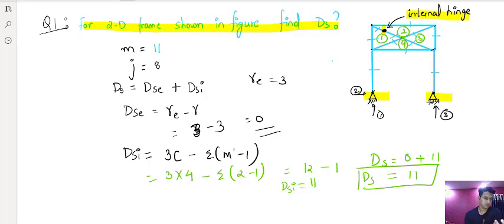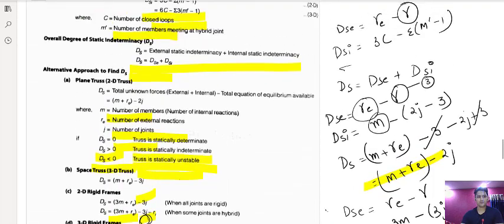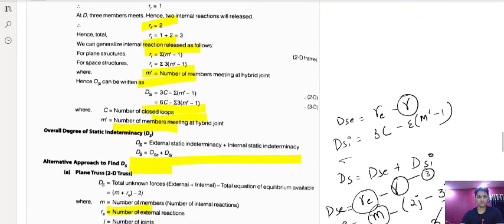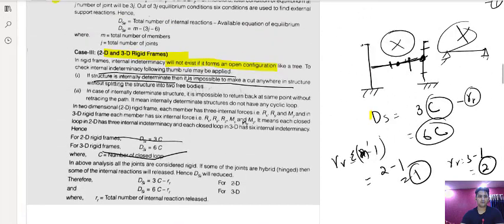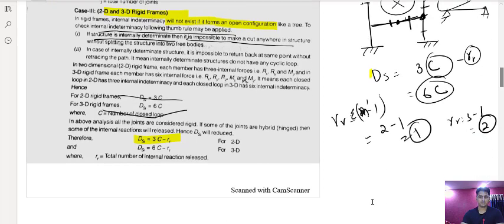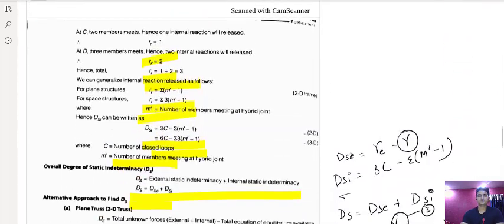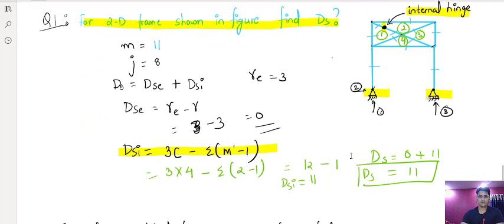So this is how you need to calculate the value of static indeterminacy. I hope you guys remember this formula which I have written, that for internal indeterminacy we have discussed that part in the earlier lecture. For rigid frames, the value for internal degree of static indeterminacy was 3c minus RR, and RR is the number of internal reaction releases. Okay, so now this is how you calculate the value of DS.